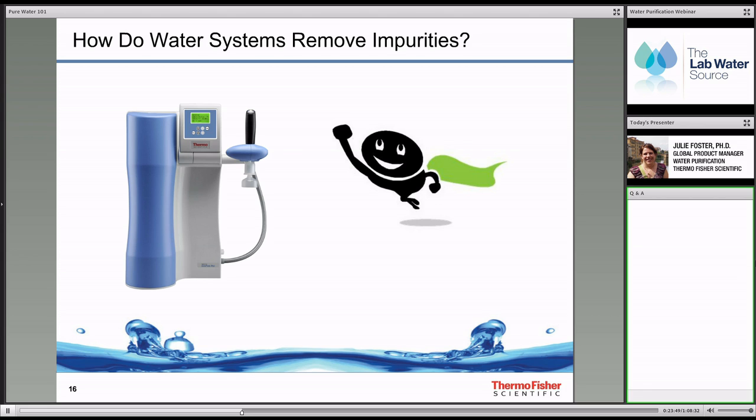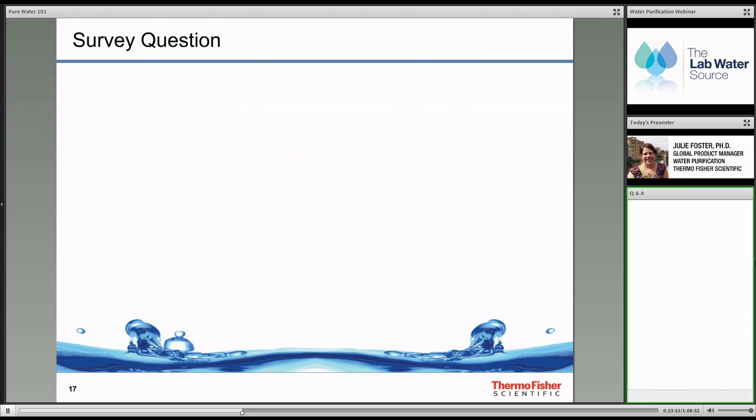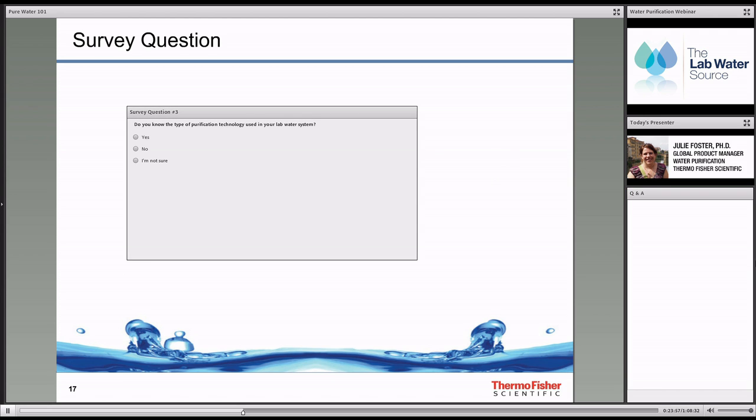So how does a water system remove impurities? And that's going to bring us to our next survey question. Thank you, Julie. Do you know the type of purification technology used in your lab water system? Please select your answer using the survey question now. If you have a question for Julie, and some of you do, please continue to use the Q&A module in the lower right. Julie will be taking those questions that she can address during the presentation in real time. Those that she doesn't, we'll save for the Q&A session at the end of today's webinar.